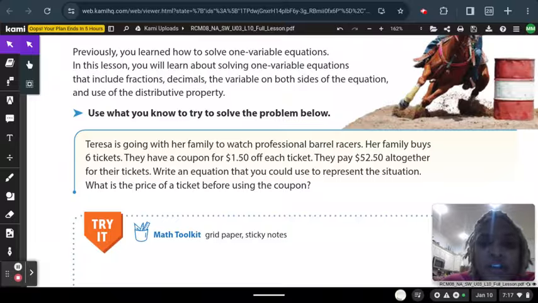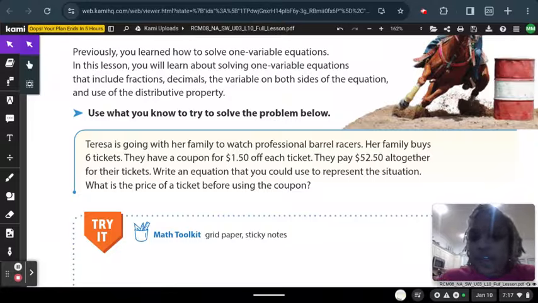Say Teresa is going with her family to watch professional barrel racers. Her family buys 6 tickets. They have a coupon for $1.50 off each ticket. They pay $52.50 altogether for their tickets. Write an equation that you can use to represent the situation and what is the price of the ticket before using a coupon. All right, so first of all, you got to think real life here.